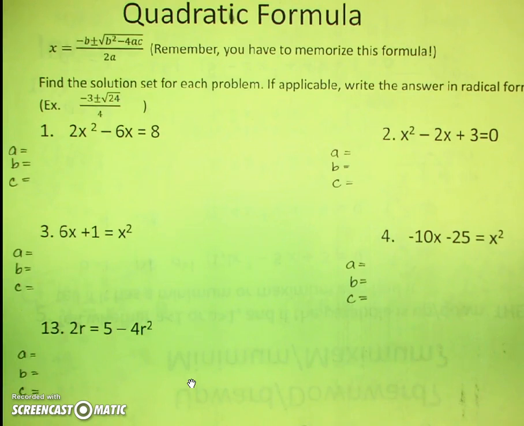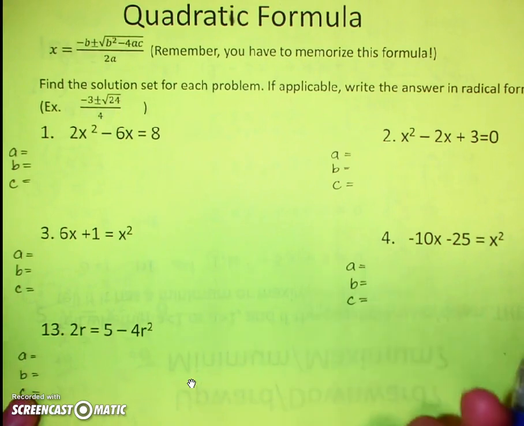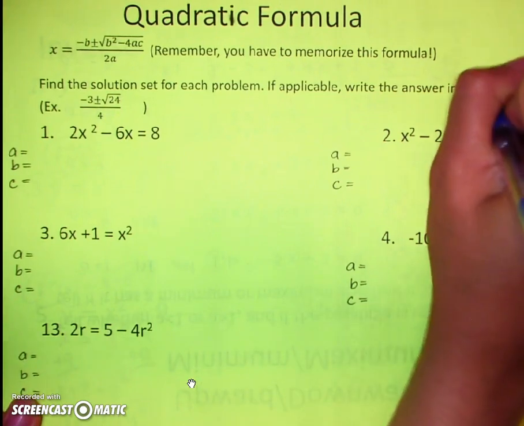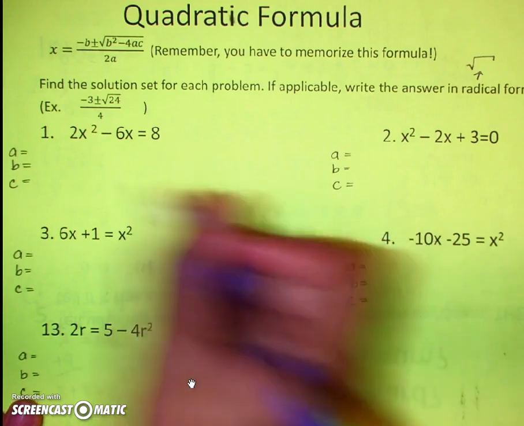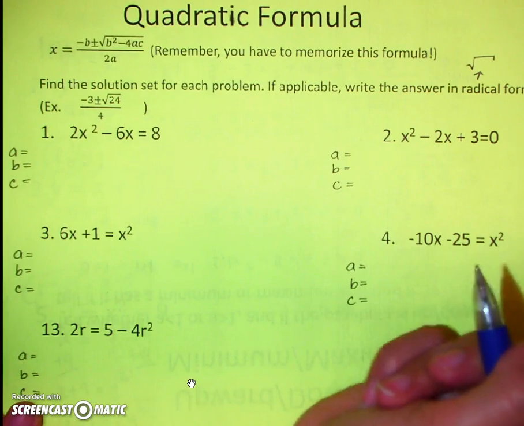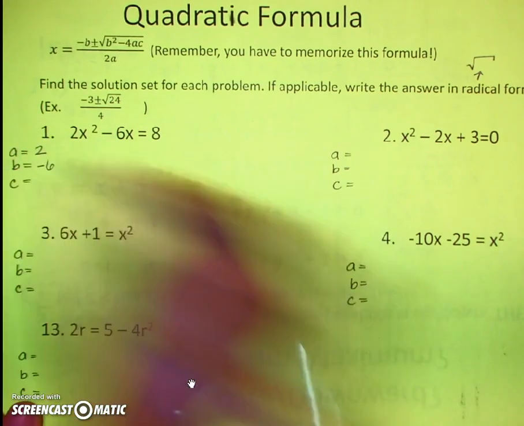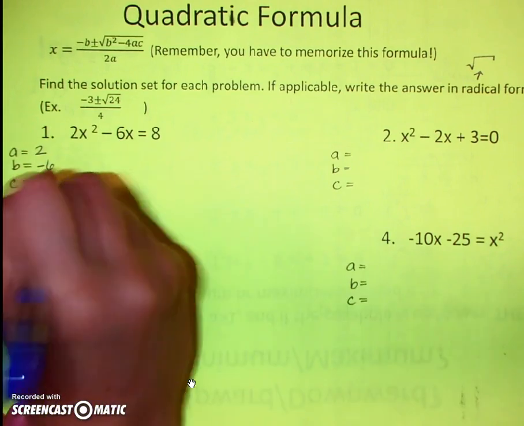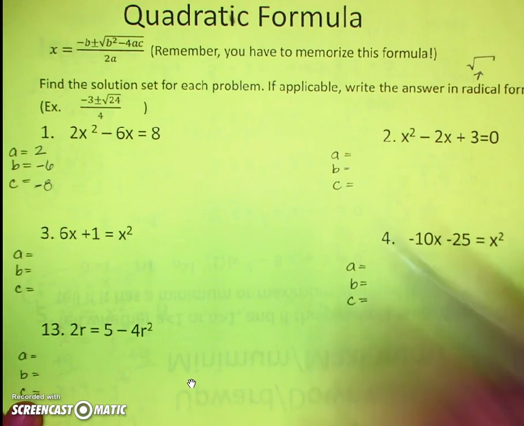All right, so let's look at the quadratic formula. Find the solution set for each problem, and if applicable, write the answer in radical form. Radical form means that you leave the square root, which is called the radical. So if we look at number 1, you're going to write down what A, B, and C are equal to. We know that A is equal to 2, B is equal to -6, and C is equal to -8. Now, why is it -8 and not +8?